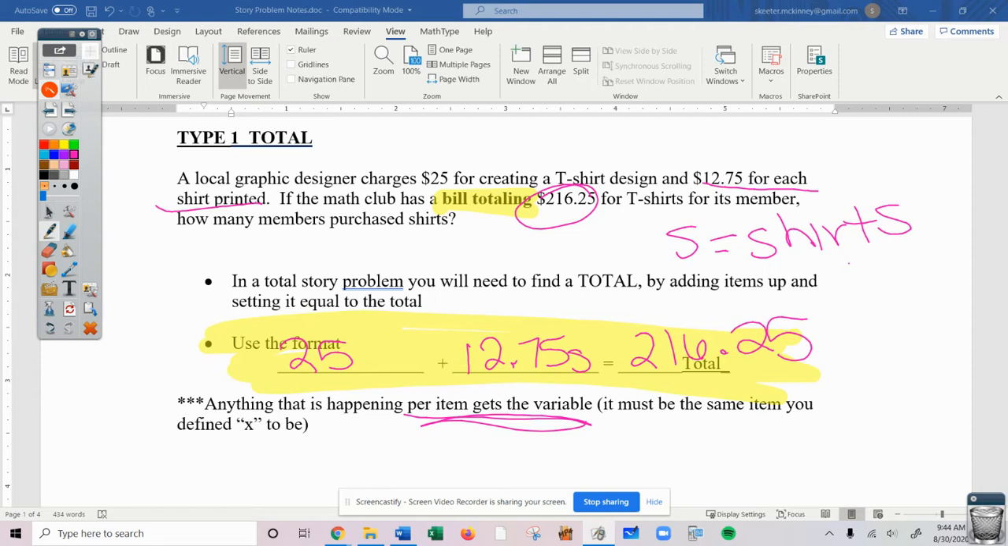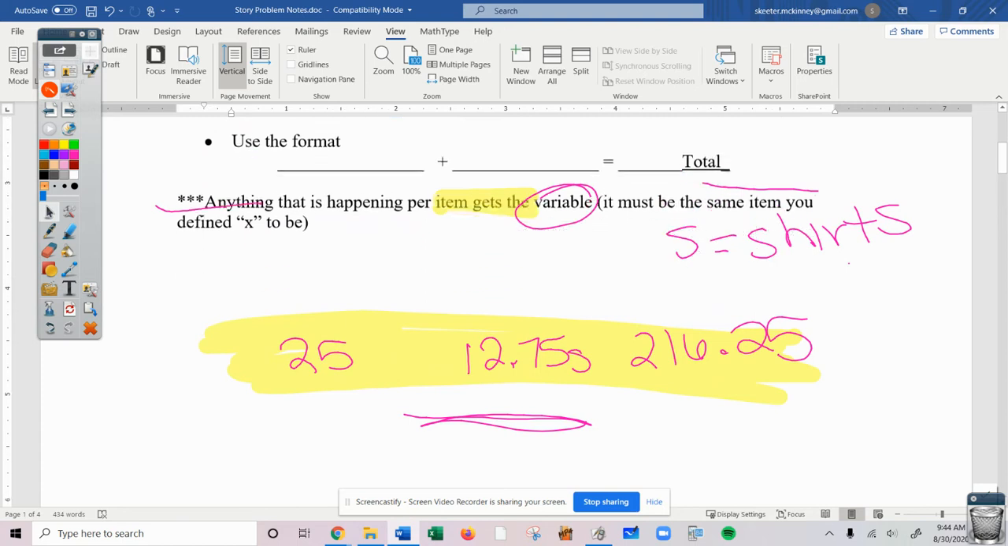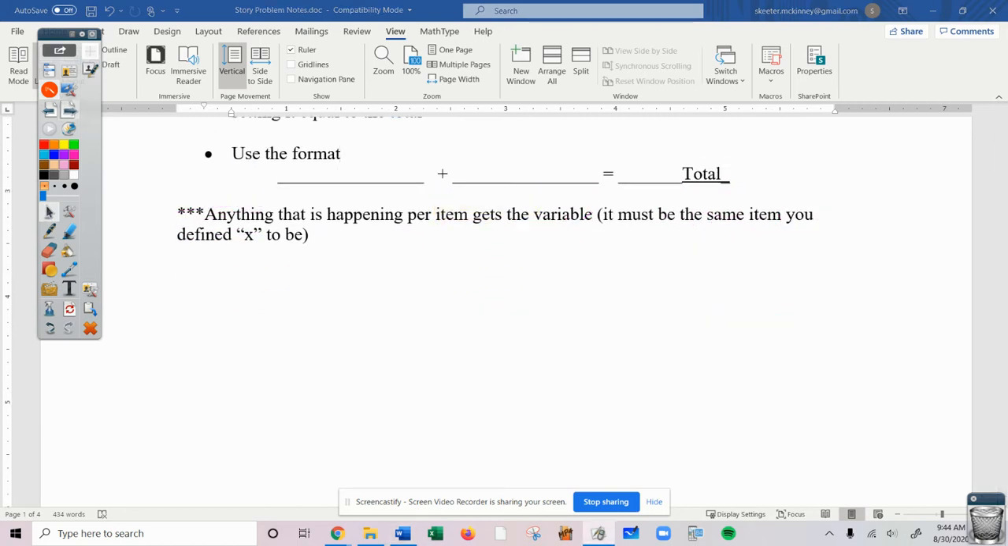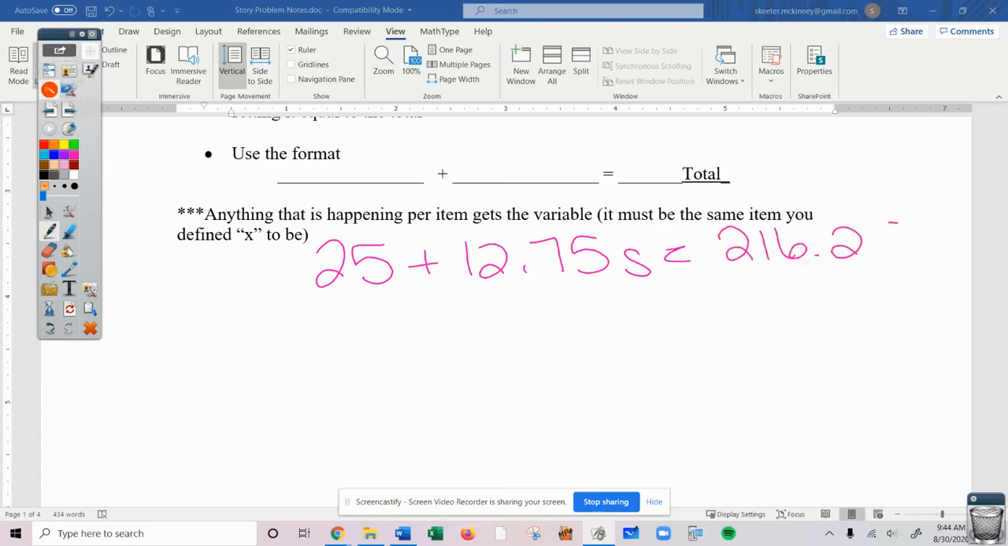Okay, so now we have an equation that says 25 plus 12.75s equals 216.25. That's an equal sign. Now, you could have your first 2 numbers flip-flopped and have the 12.75 first. That doesn't matter, right? The order of addition doesn't matter. So now we have something we can solve.